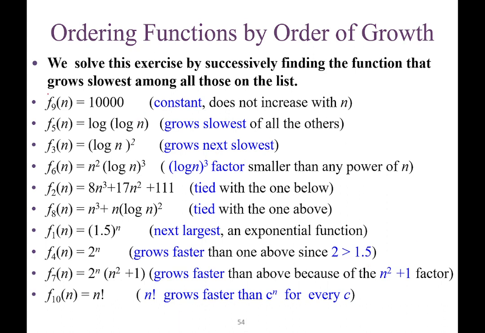Firstly, we can see f9 is 10,000. This is a constant function. Constant functions have no growth, right? No matter how x varies, the value of the function remains the same. Then next will be the log functions. We have three different log functions: log n, log n squared, and n squared times log n to the power of 3.